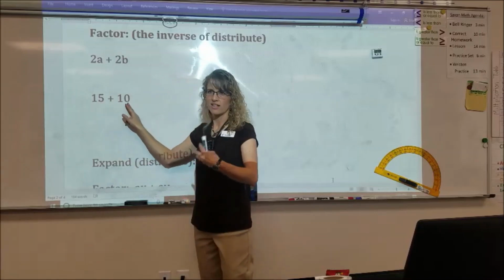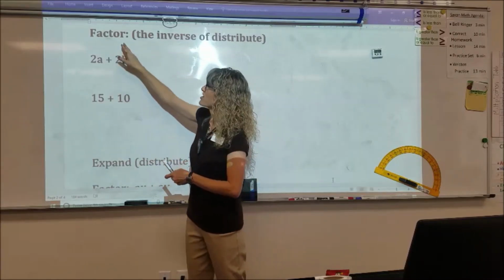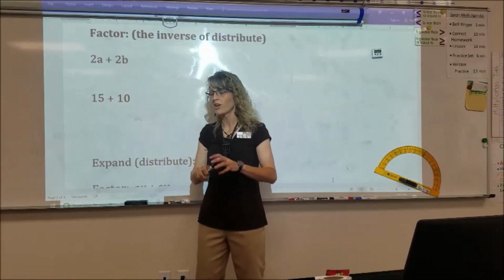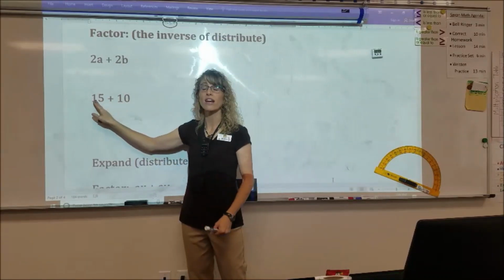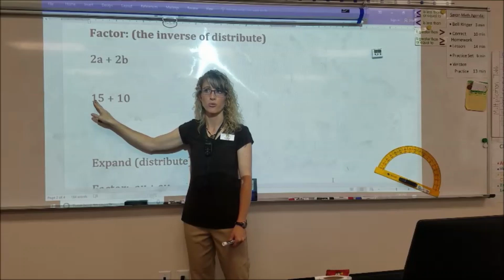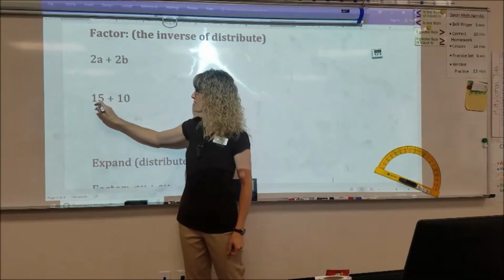Alright. I could add and say that's 25. We know that, right? But the question says factor it. So what's the common thing that's in both of these? What's the greatest common multiple? Or sorry, greatest common factor? Ethan? 5. He says 5.